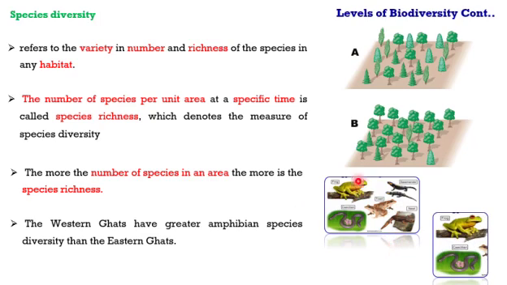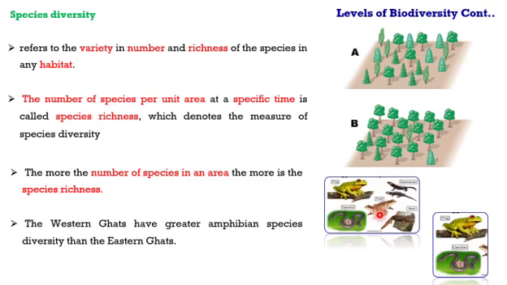So let's assume this as Western Ghat amphibians. Amphibian species does not only include frogs; you have many other species that come under amphibian groups. So in Western Ghats you have 4 types of frogs. In Eastern Ghats you have only 2 types of amphibians.